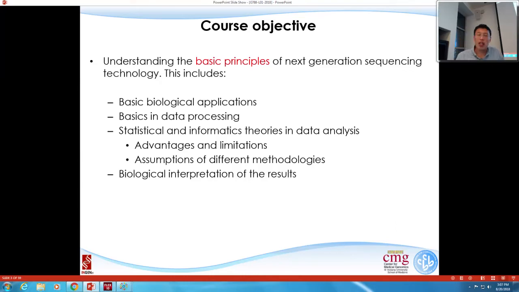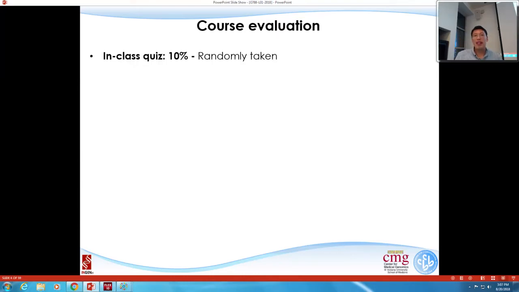So those are the course objectives. Now to the course evaluation. Attendance is not required. You don't have to come if you don't care about the 10% for the quiz, which will be taken randomly. For me, that is a tool to make sure that most people are attending the course.